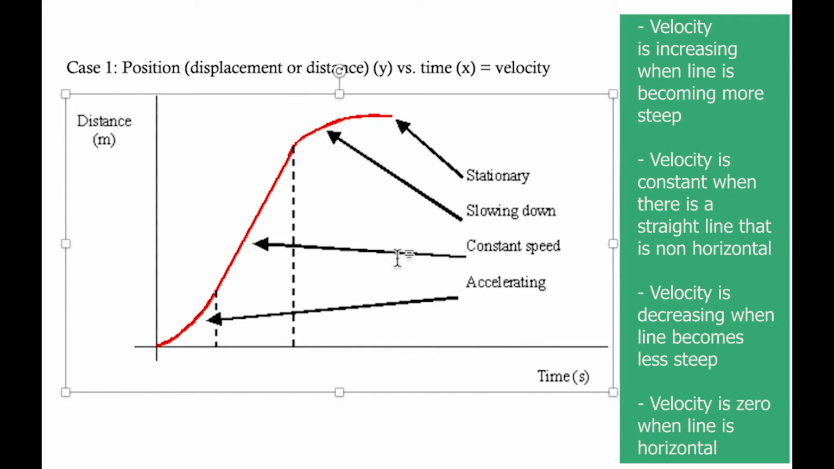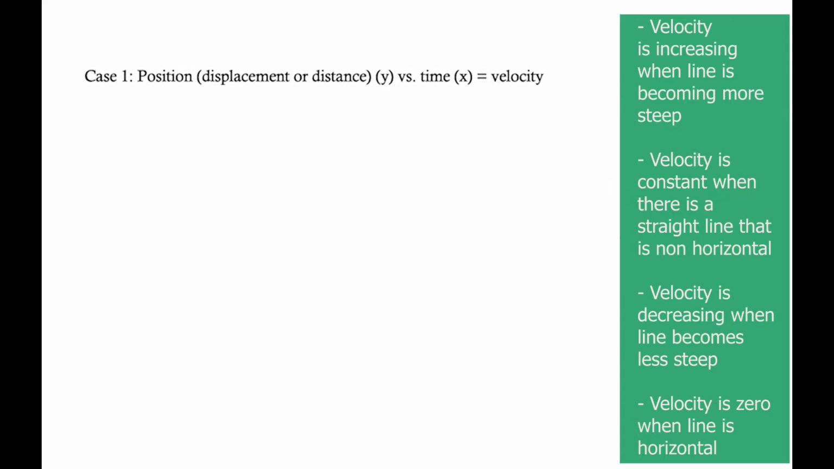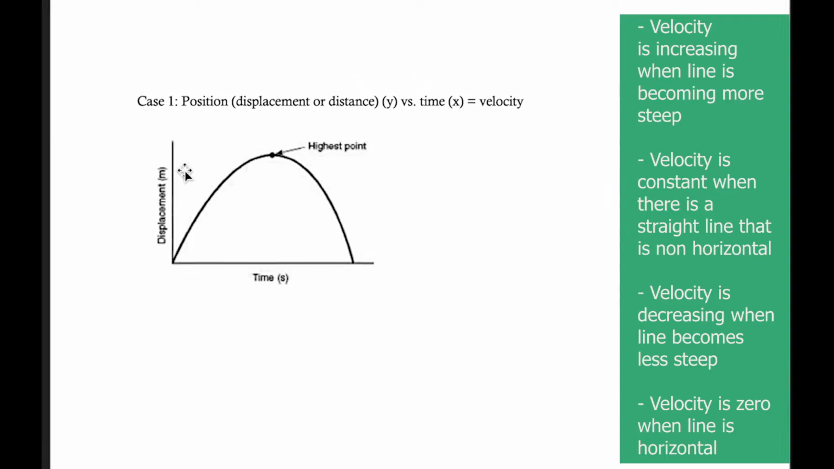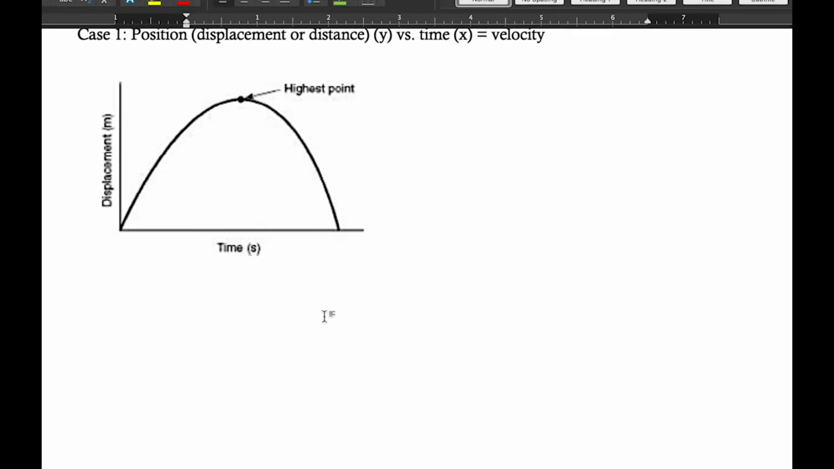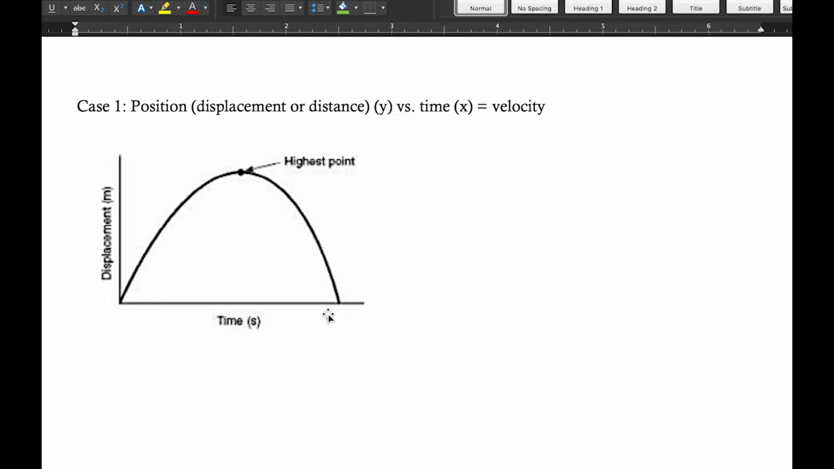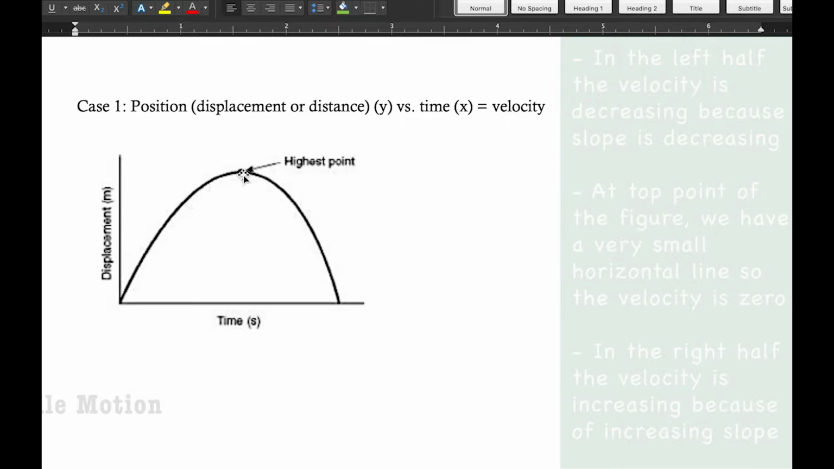Now we're going to take another case. We're going to go with this figure here. As you can see, I have displacement versus time, and here I have a highest point. Whenever you see a highest point, where it separates the left half that's going up and the right half that's going down, this highest point represents a zero velocity. Even if it's for a millisecond, it's a zero velocity for that millisecond.